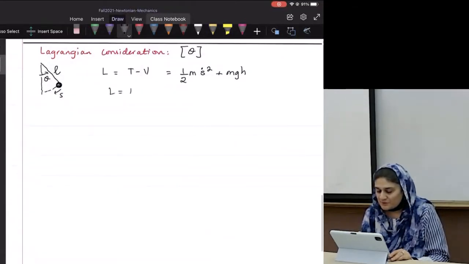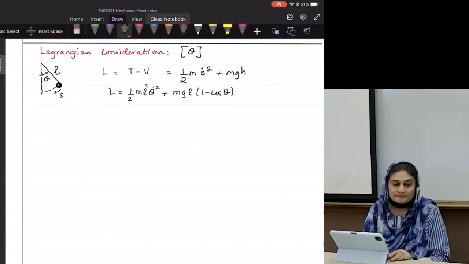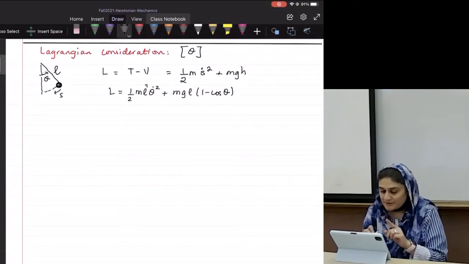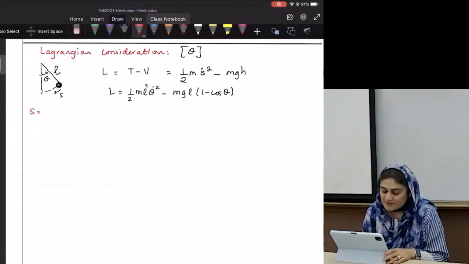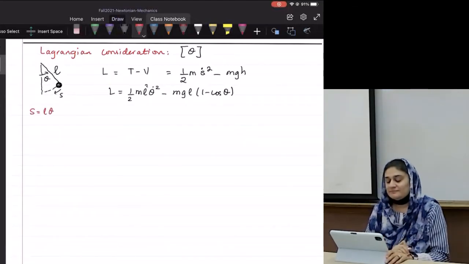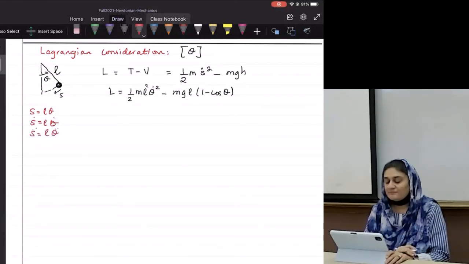So my Lagrangian will be 1/2 m l squared theta dot squared plus m g l (1 minus cosine theta). Oh, that will be minus. S is L theta, right? So S dot will be L theta dot. And S double dot again is L theta double dot.